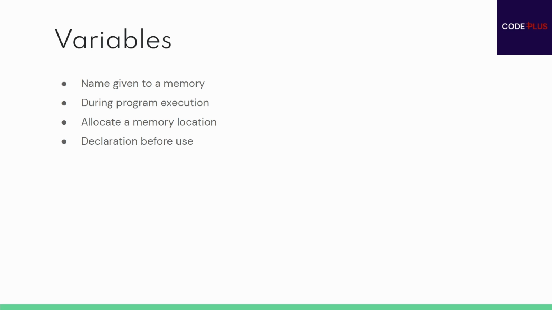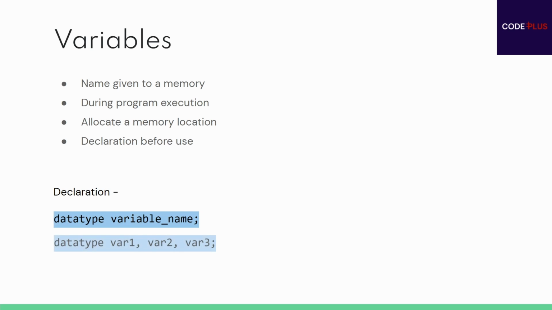Now the upcoming question is how to declare a variable. So this is the syntax to declare a variable. And this is how we declare multiple variables. And here is the example.